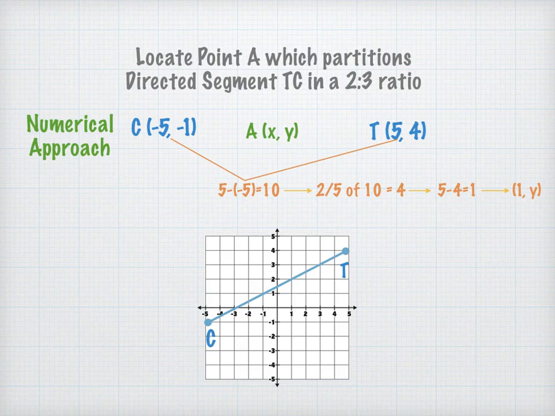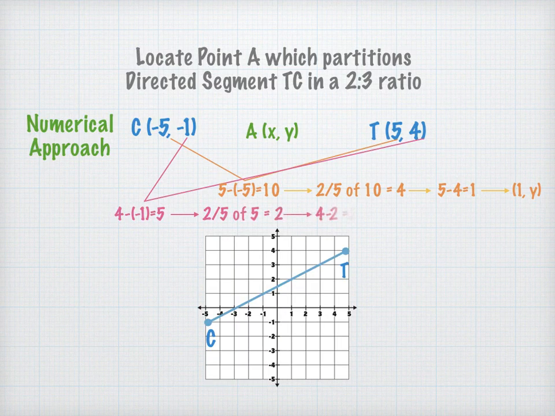Now similar approach for the y coordinate. 4 minus -1 is 5. The y coordinates are 5 apart. I want to do 2/5 of 5, which is 2. And because I'm starting at point T, I'm going to subtract that 2 from the 4. 4 minus 2 equals 2. And so my y coordinate is 2. And there is my point A with coordinates 1, 2, and that was the numerical approach.